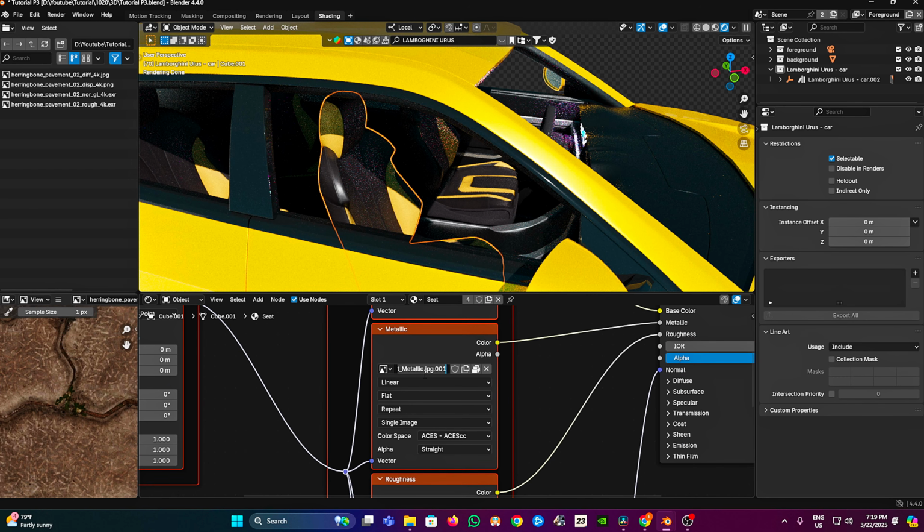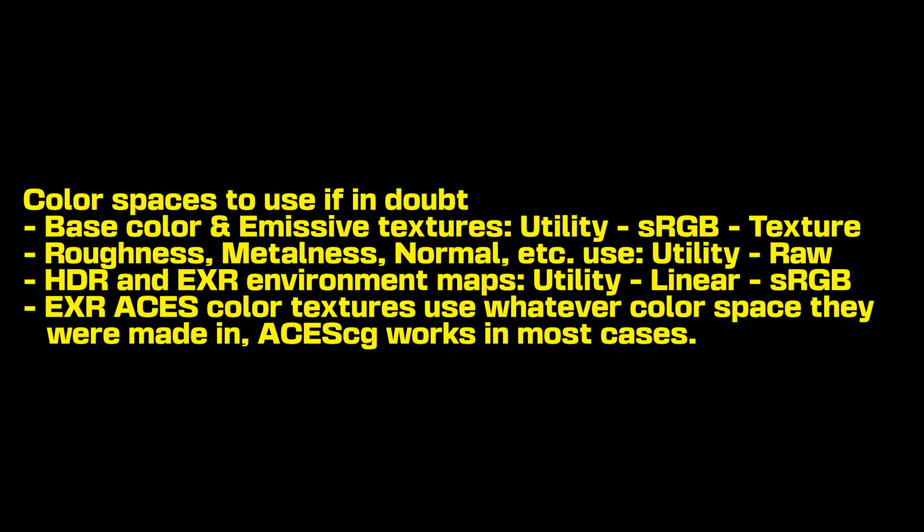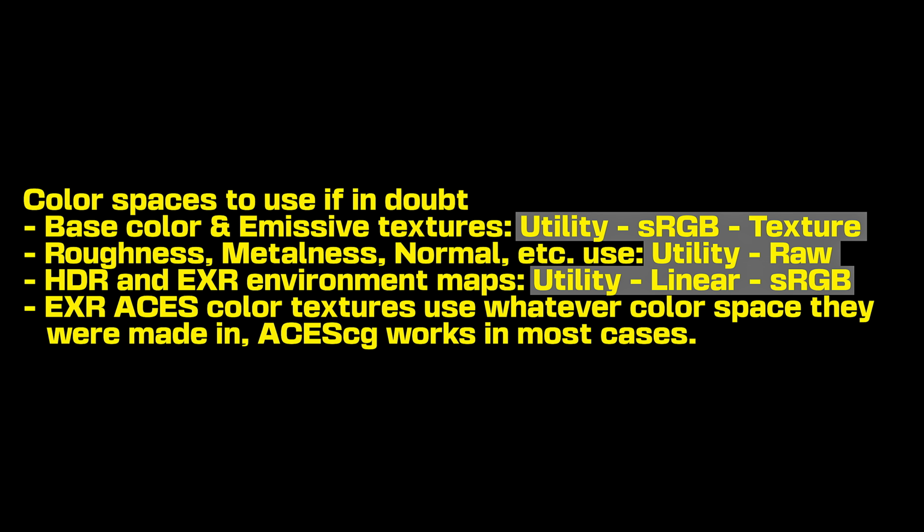I've made this list. Whenever you are in doubt, for base color or emission and textures, Utility sRGB texture is good for that. For roughness, metalness, normals, etc., use Utility raw. For HDR, EXR environment maps, Utility Linear sRGB or Rec 709 will do the job. And for the remaining EXR ACES color textures, use their specified color space, or ACEScg normally works.